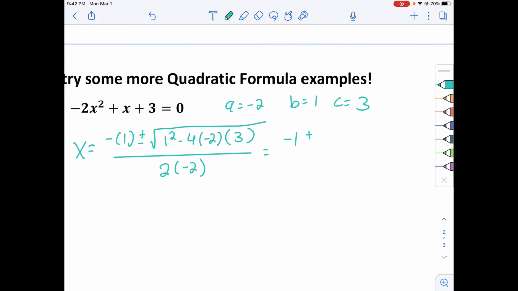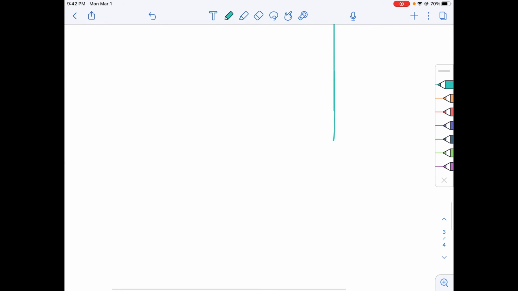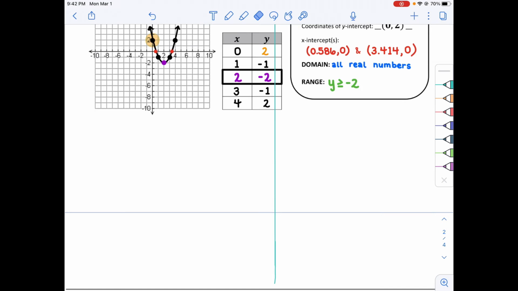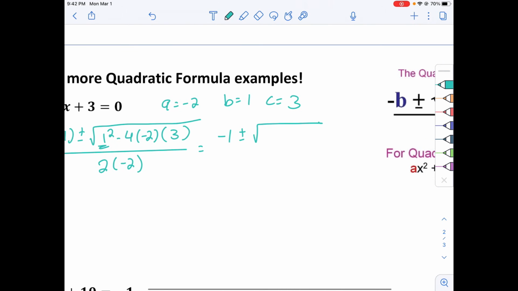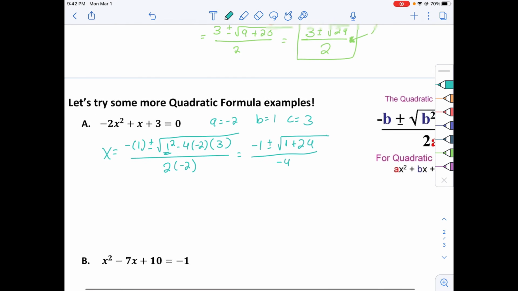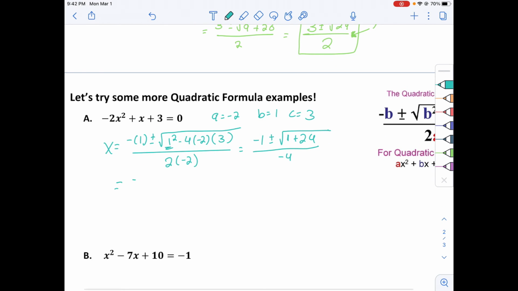So negative 1 plus or minus the square root of 1 squared is going to become 1. Negative 4 times negative 2 is positive 8. Positive 8 times 3 is 24, so plus 24. Over 2 times negative 2 is negative 4. We can simplify further to negative 1 plus or minus the square root of 25 over negative 4. So that gives us negative 1 plus or minus 5 over 4.